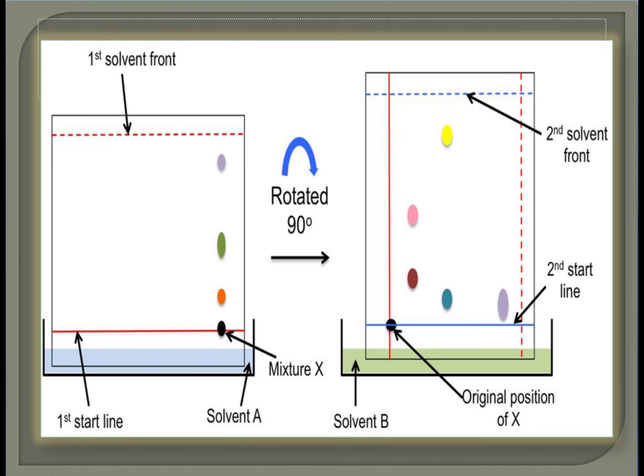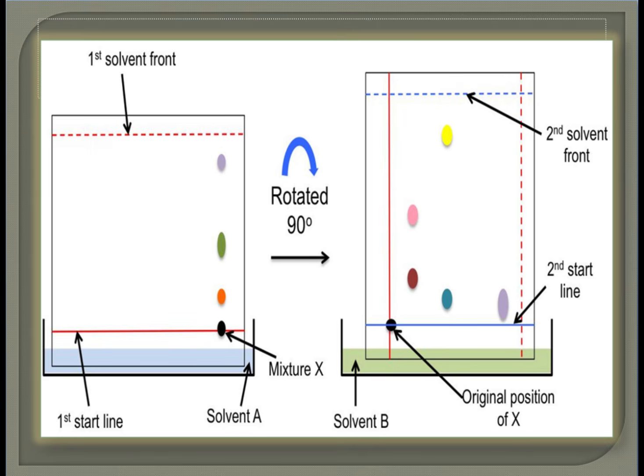Now here is the diagram of 2D chromatography. On the left, we have the first run. The sample mixture is spotted on the first start line. The paper is placed in solvent A. The solvent moves up to the first solvent front and separates the components into different spots in a vertical line.